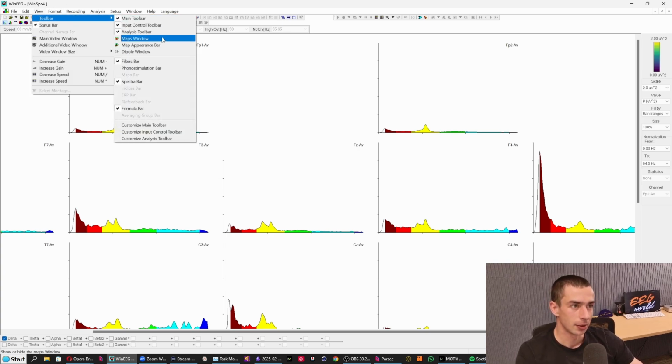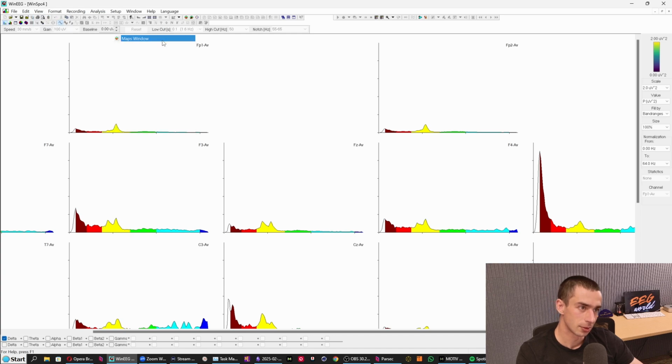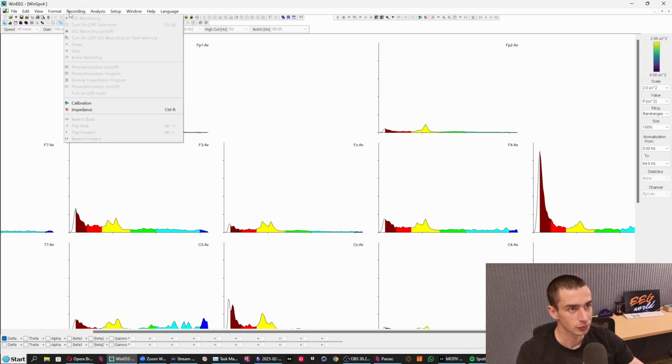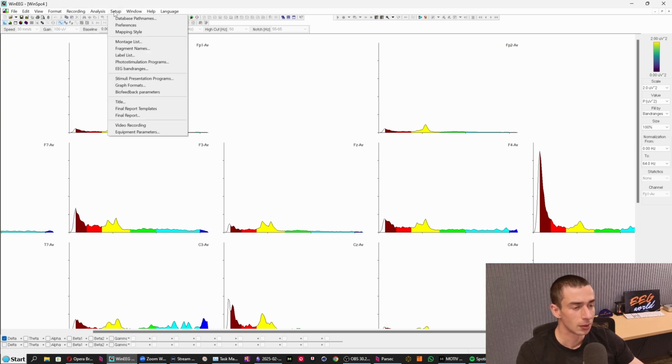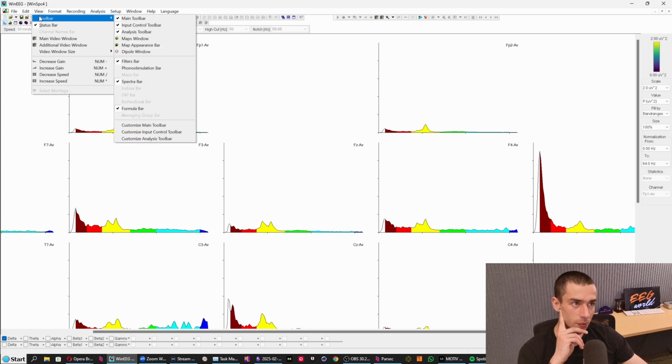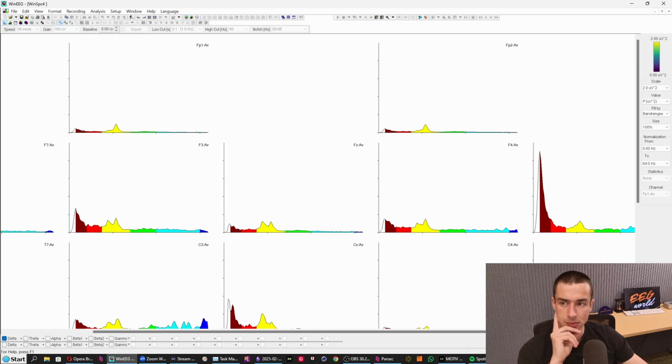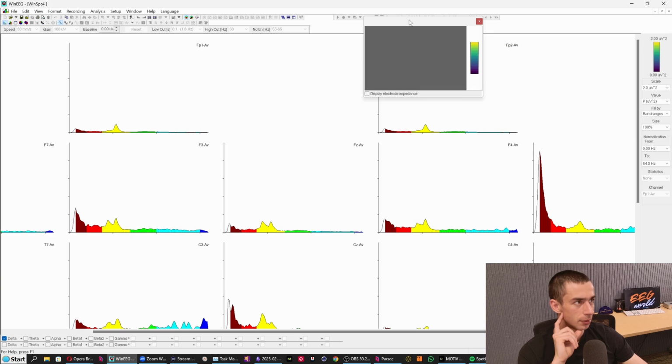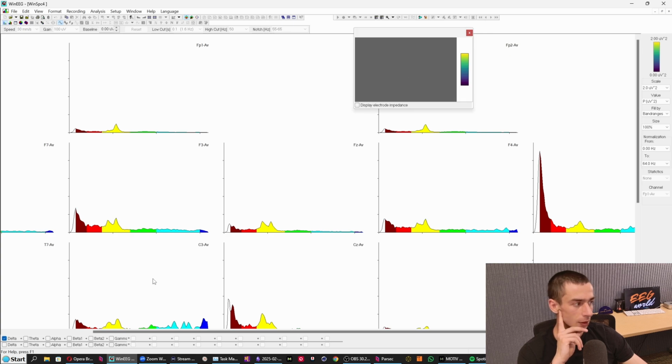Let's put back in our maps window. Wait, no, that's not the one that we want. Watch me play around with the settings in WinEEG. That's the one that I just added. All right, you know what? I'm not going to worry about it right now.